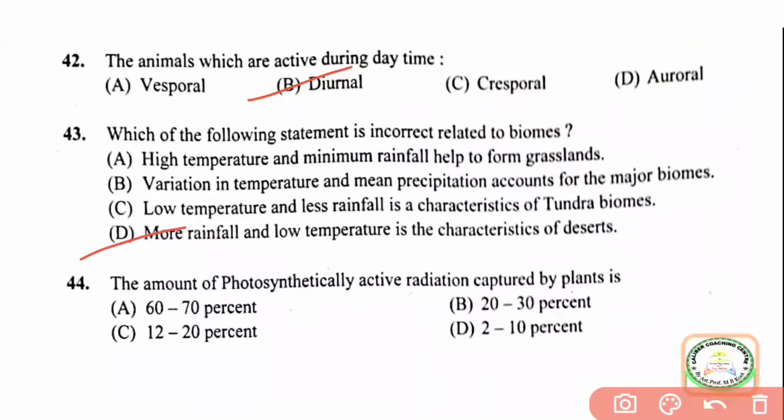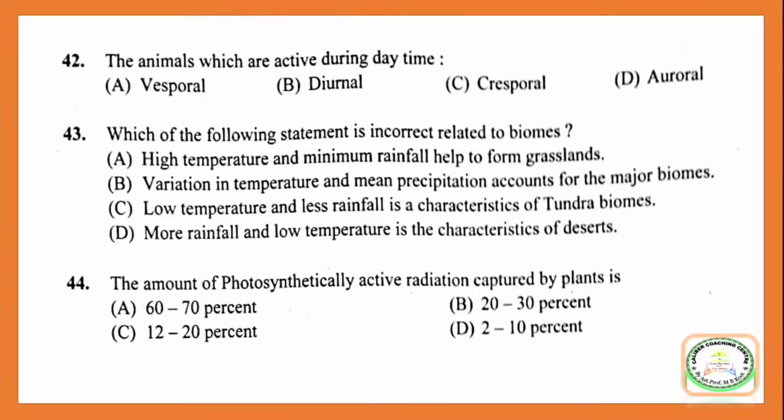The amount of photosynthetically active radiation captured by plants is 2 to 10 years. Yes, it is again option D, 2 to 10 years. So if you want to take a screenshot, you can take it, guys. Yes. Let's move on to question number 45.